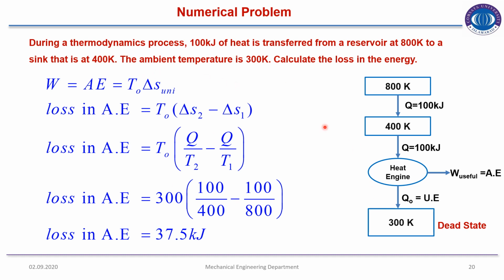So that is the same numerical, but with a different methodology. Here we have utilized the relation for the change of entropy. We know that the entropy change for the reservoir is Q by T. T1 is the temperature 800 and T2 is the temperature 400. When we plug in the values, we get the same answer as in the previous slide.